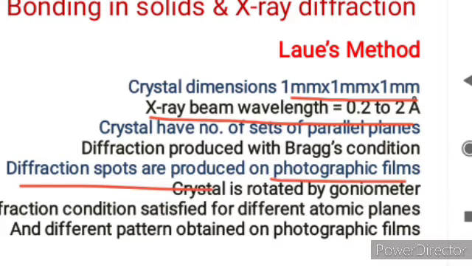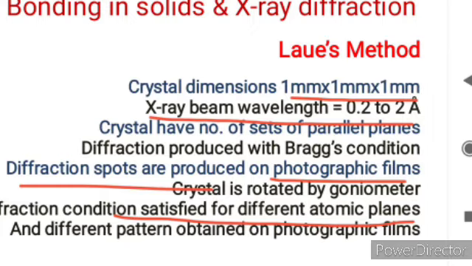And the crystal is rotated by the goniometer, which is at the center, and by rotating it you will find different patterns for the diffraction conditions. The diffraction condition is going to be satisfied for the diffracting atomic planes. As we know, crystals or solids are made up of different planes, which are nothing but sets of planes.